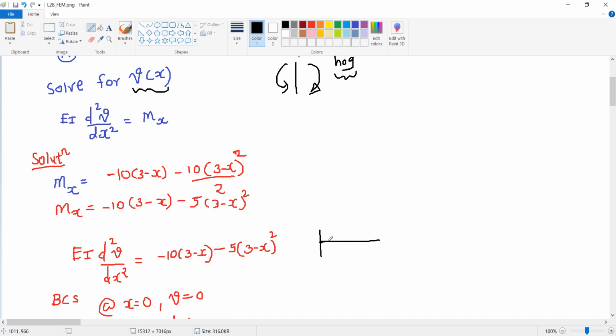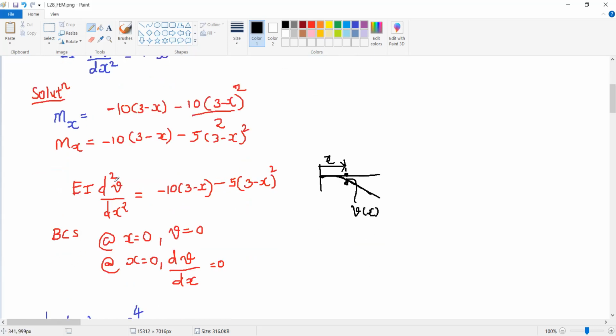Let me draw the figure of V of X so you will understand what I mean to say. So this is V of X. At distance X from the left end, this distance we call V at X. So V at X goes on changing as X changes, and its double derivative with reference to X into EI will be equal to bending moment, and that is given by this. Any differential equation is not complete if we do not specify the required number of boundary conditions, because unless there are the required number of boundary conditions, we cannot solve that differential equation.